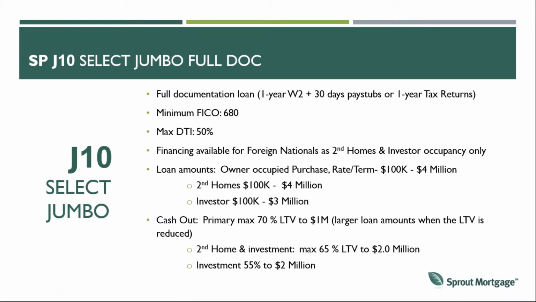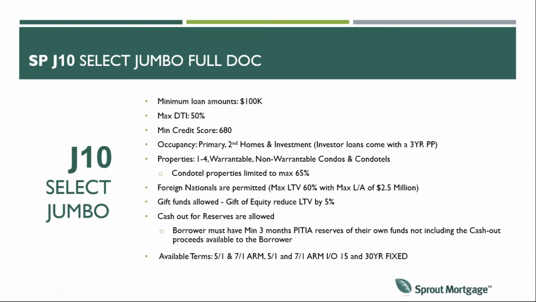As far as cash out is concerned, 70% max LTV up to $1 million. Second home is max 65% LTV to $2 million, and investment, we're going to cap the LTV at 55% up to a $2 million loan amount. Eligible properties on the J10: 1 to 4 unit warrantable, non-warrantable condos and condotels. Keep in mind that condotel properties are limited to a max LTV of 65%.